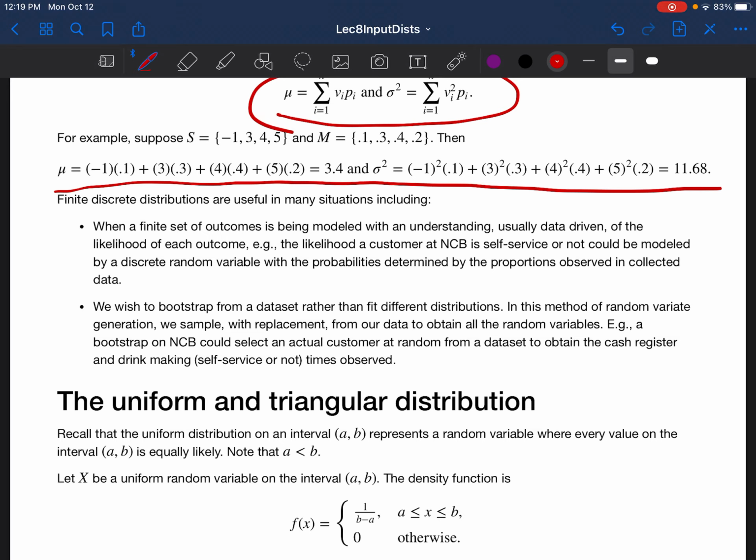Okay. Sometimes you want to just bootstrap too. So instead of fitting the data, what you could do is just take your data set and make each observation equally likely and just sample with replacement from that data set. That's called bootstrapping. It's done quite a bit.